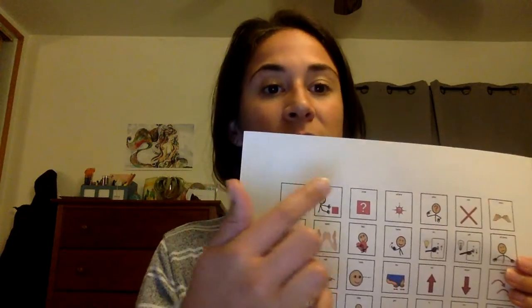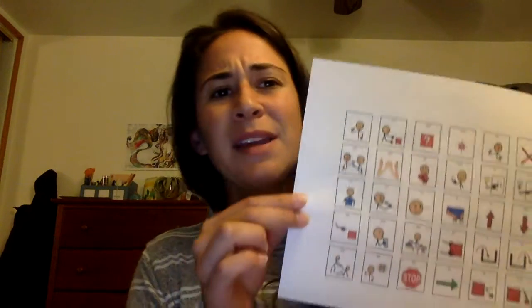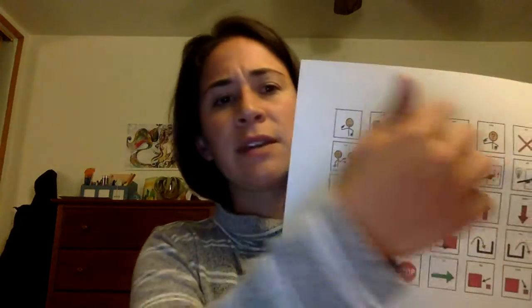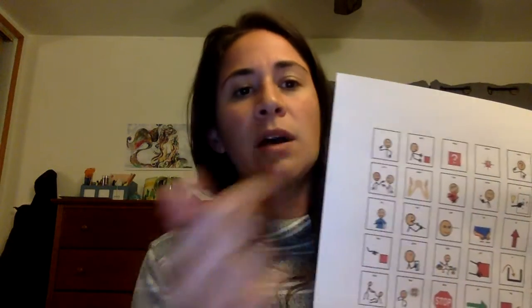So when you're modeling, you do not have to point at every single word that you say, okay? Because it might take you a long time to kind of figure out where things are, and then you've lost them and they're not paying attention anymore. Also, it might not be on here because it might not be a core word. So maybe you're saying, I want cookies, I want blue car, and that's okay.